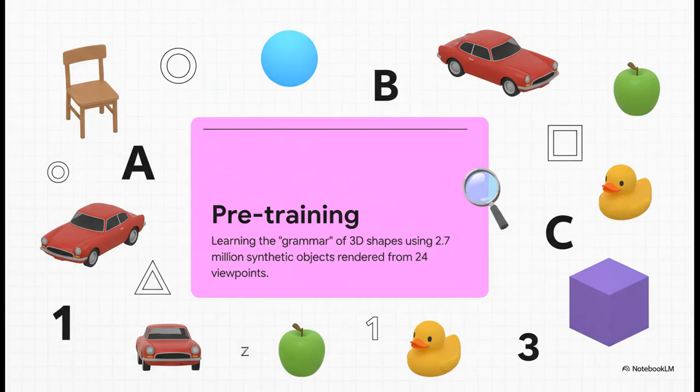All right, step one, pre-training. Think of this as 3D kindergarten for the AI. It's basically force-fed millions of clean, perfect 3D models of objects in isolation, shown from every angle. This is where it learns the basic grammar of 3D shapes, like what makes a chair, or what a ball looks like from the top versus the side. They used a massive synthetic data set for this.